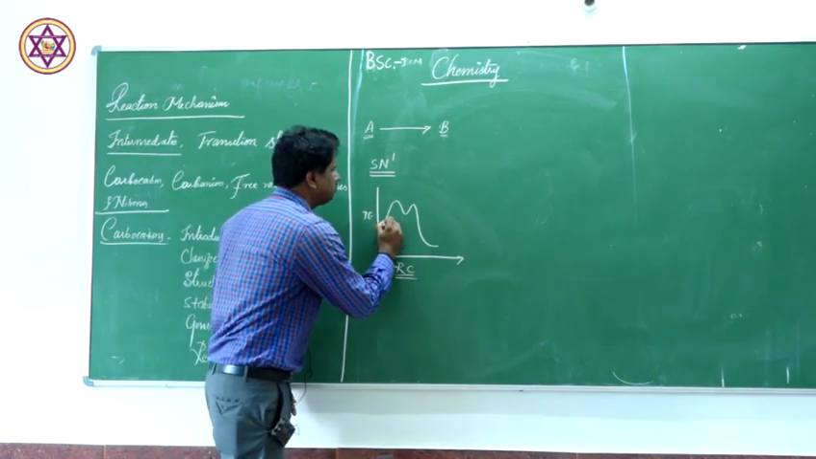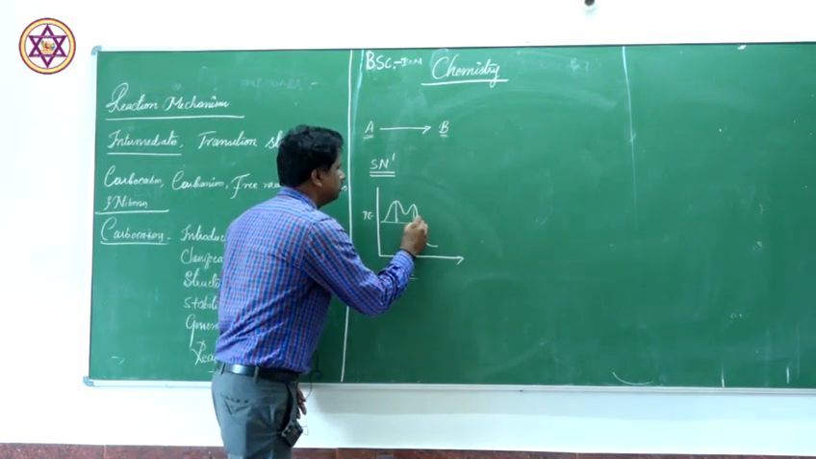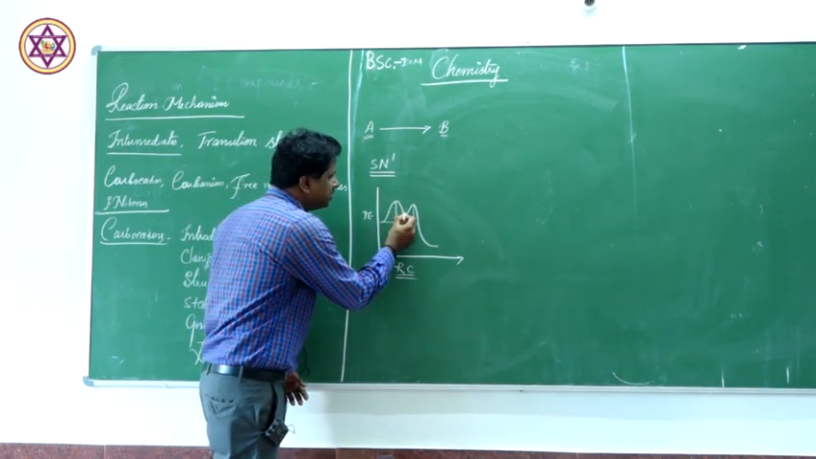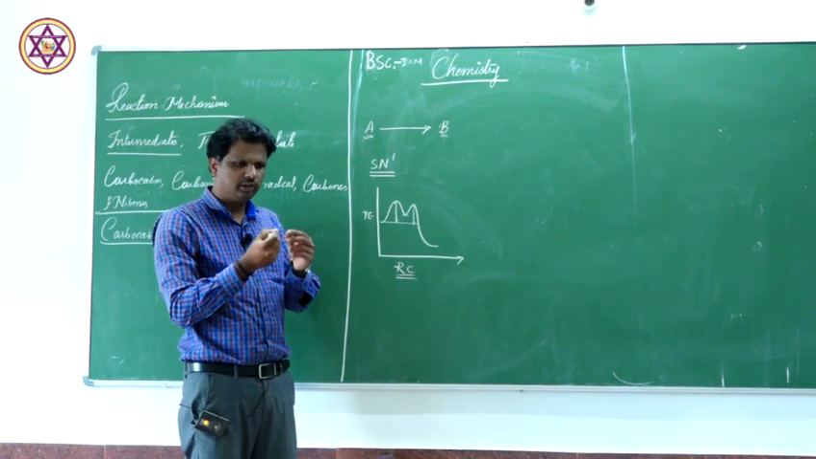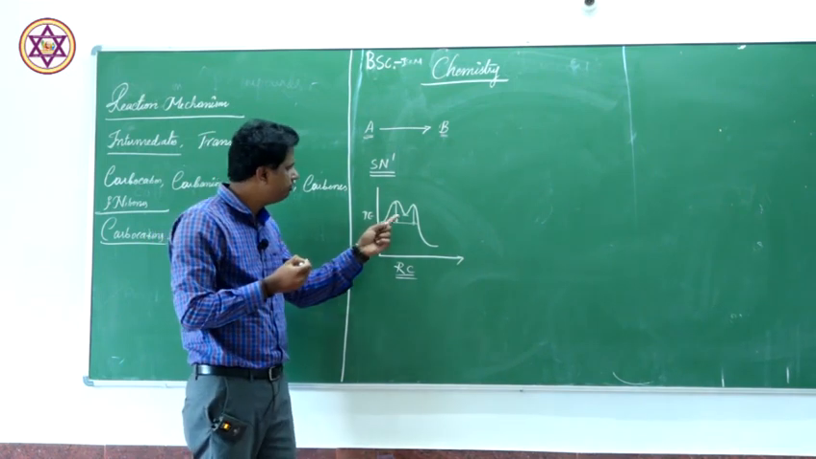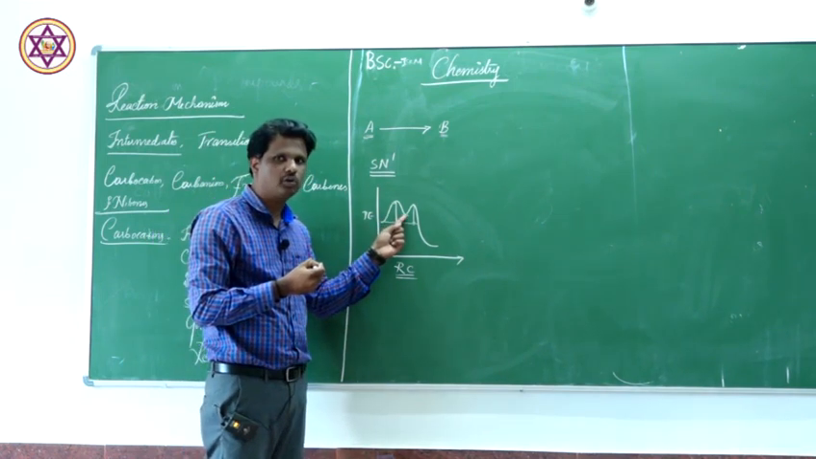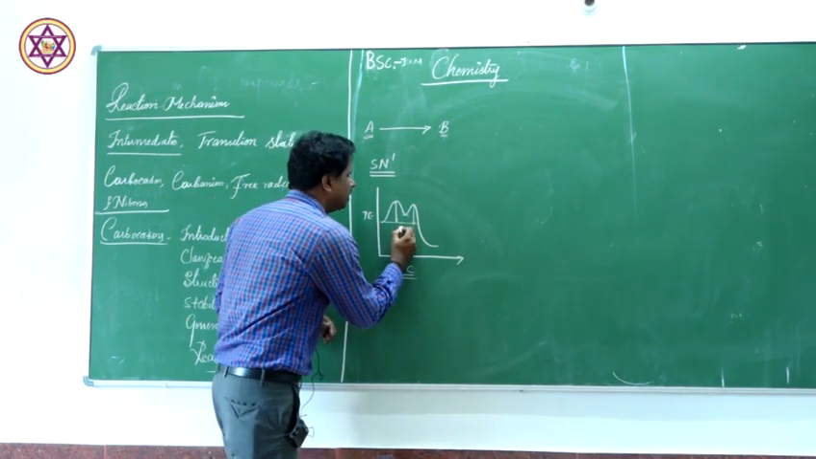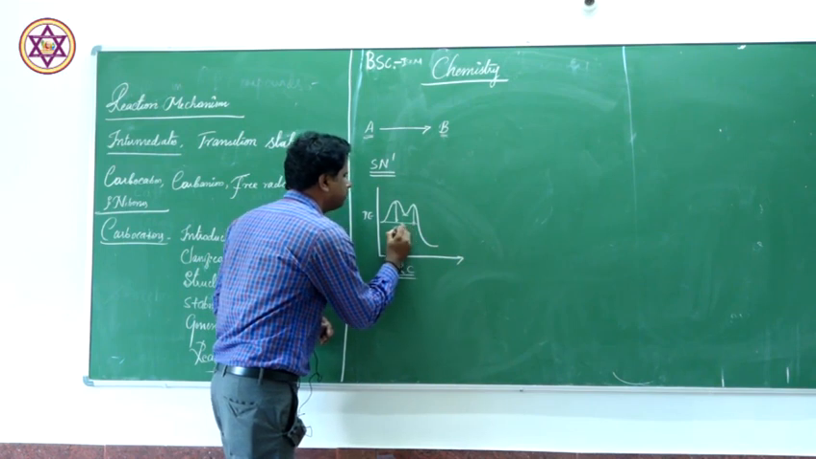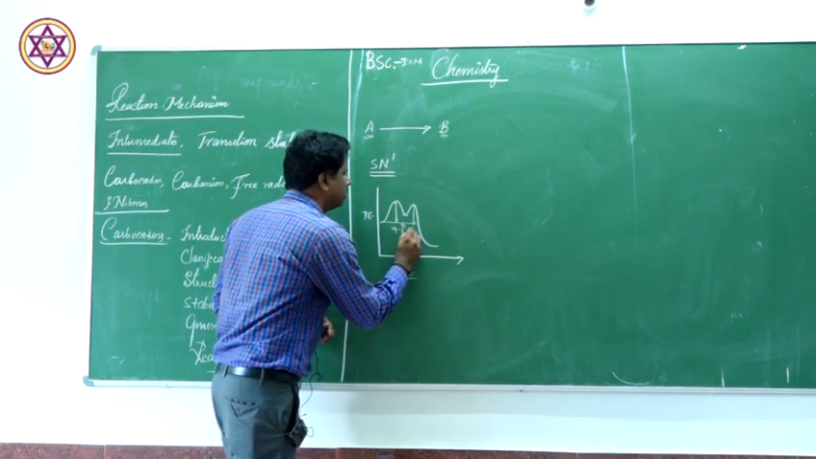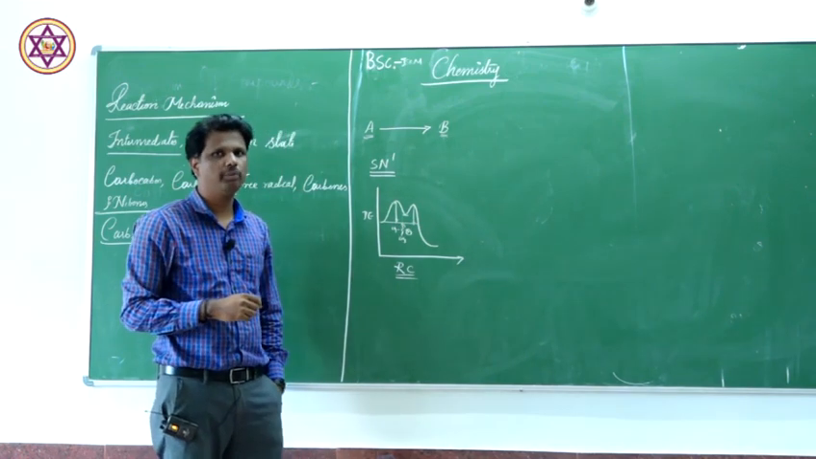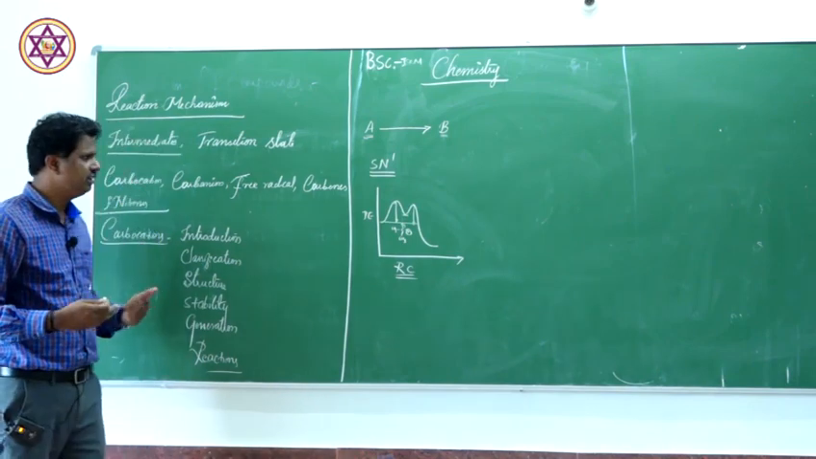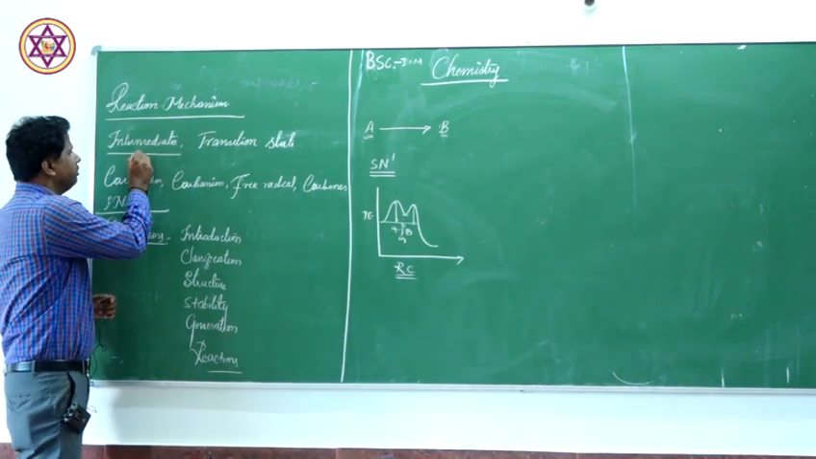As I said earlier, an intermediate is something which has the lowest free energy, the free energy minima here. This point is what we call the intermediate. In this case, what happens here? A carbocation will be formed. A tertiary carbocation will be formed in this state. That is the intermediate. Now, let us try to understand it in a deeper section. How many intermediates are there?